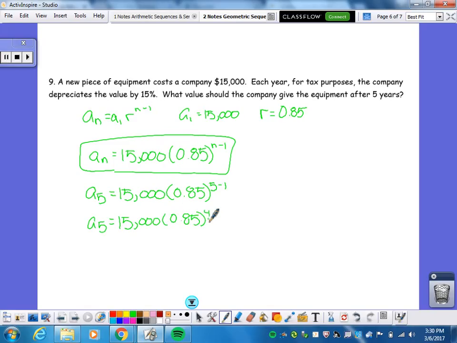When you put this in your calculator, you get as your final answer A sub 5 is equal to 7,830.09. So your final answer is going to be $7,830.09.